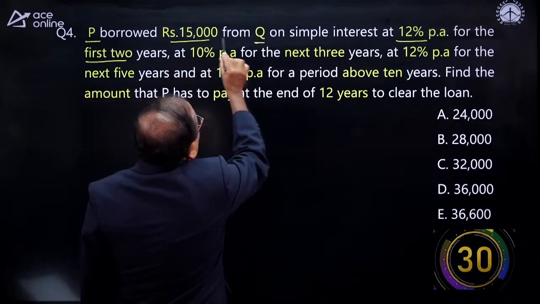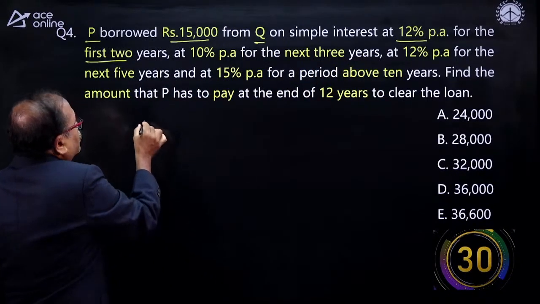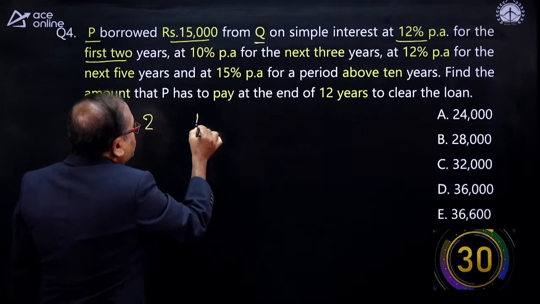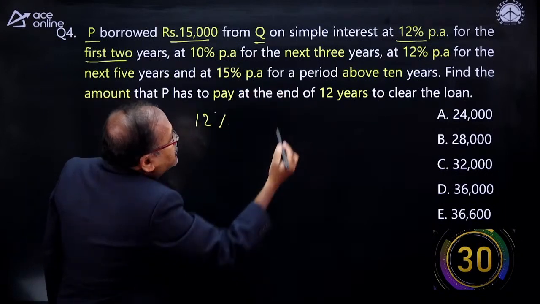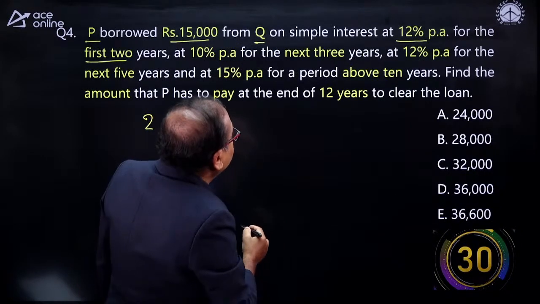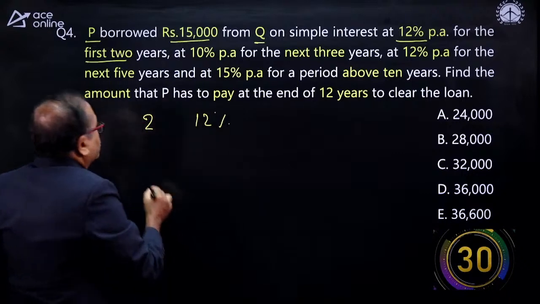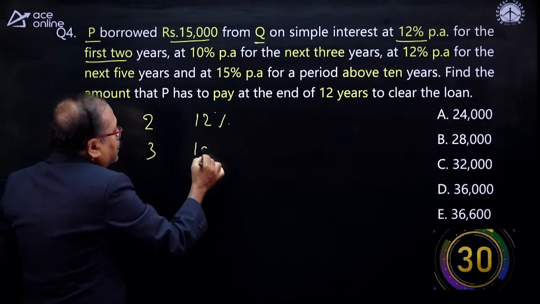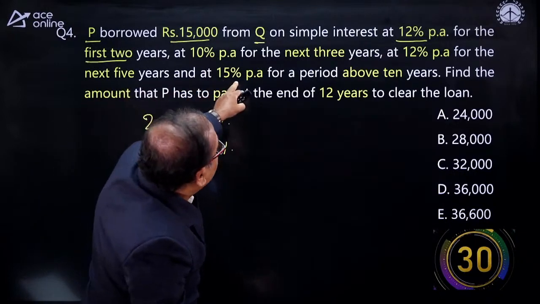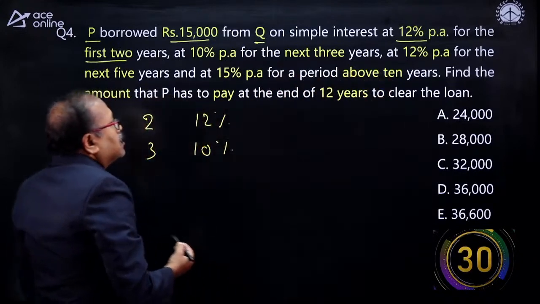Now P borrows rupees 15,000 from Q on simple interest at 12% per annum for the first 2 years. So for the first 2 years, the rate of interest is 12%. For the next 3 years, the rate of interest is, no, it's 10%. So for the next 3 years, it is 10%. And it is said that for the next 5 years, it is 12%.